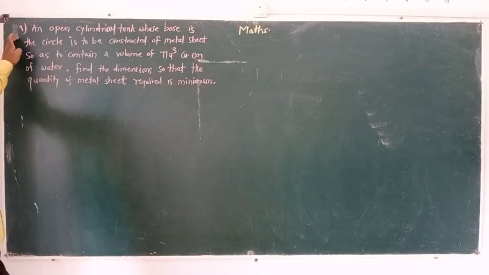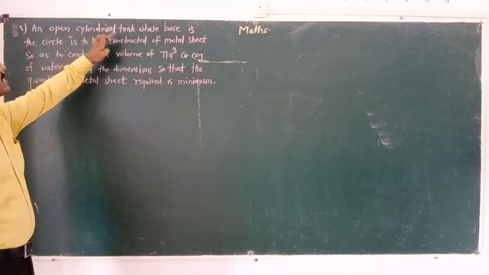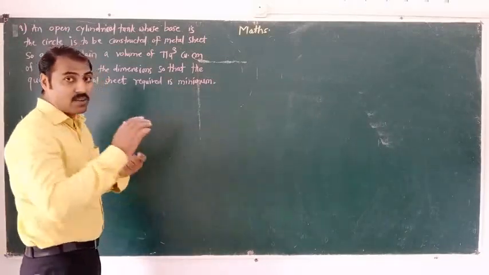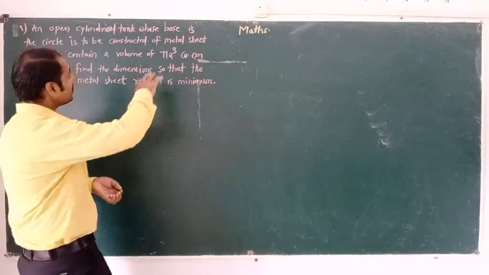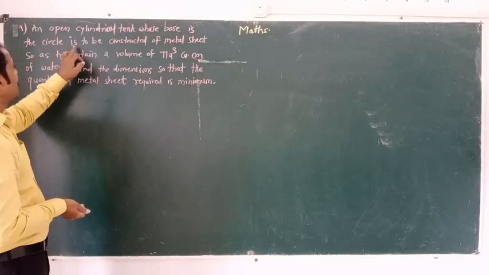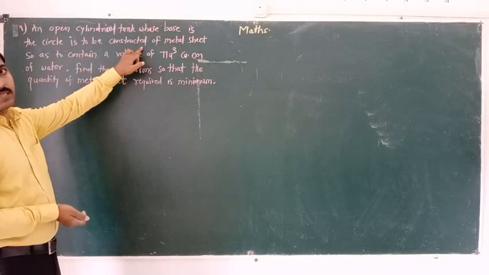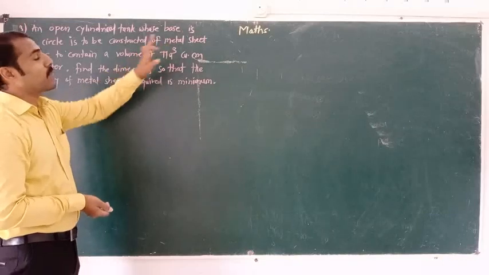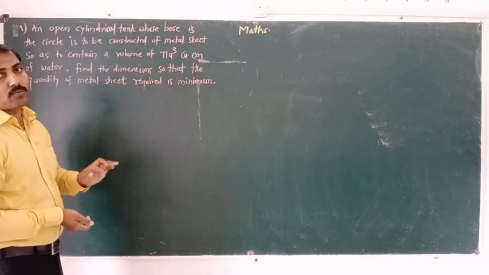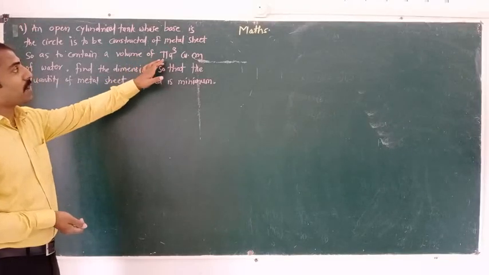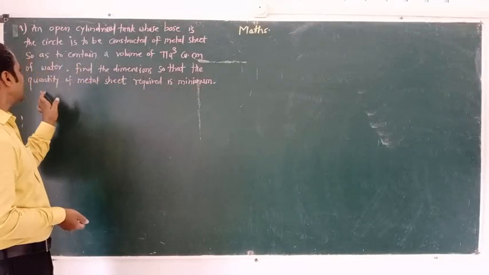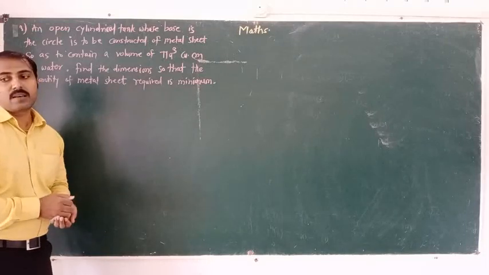Now third question is here. An open cylindrical tank. The geometrical figure is a cylinder whose top end is open, whose base is a circle. It is to be constructed of metal sheet so as to contain a volume of pi a cube cubic centimeter of water. Find the dimensions so that the quantity of metal sheet required is minimum.